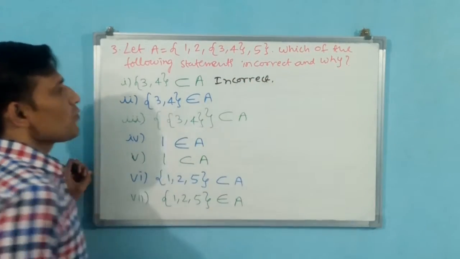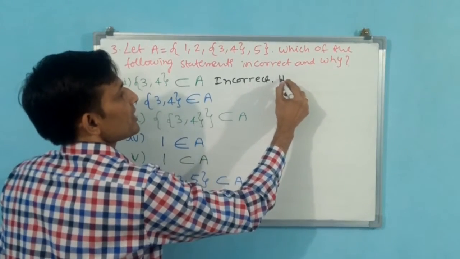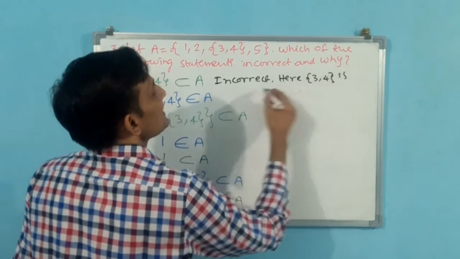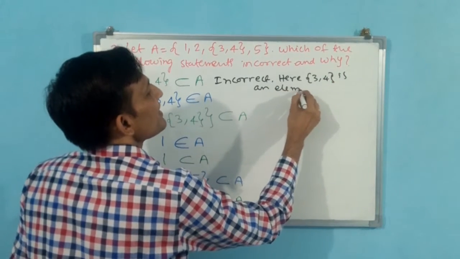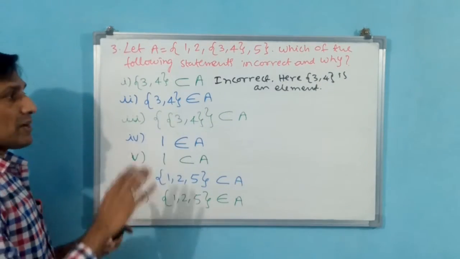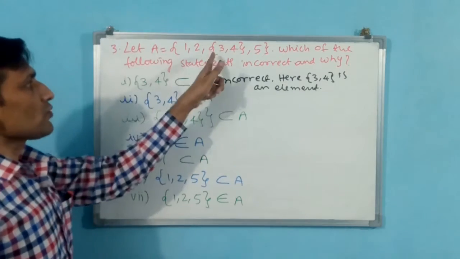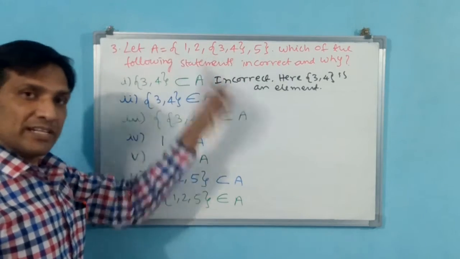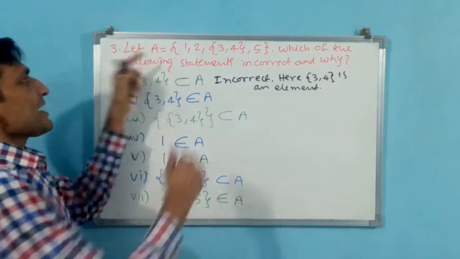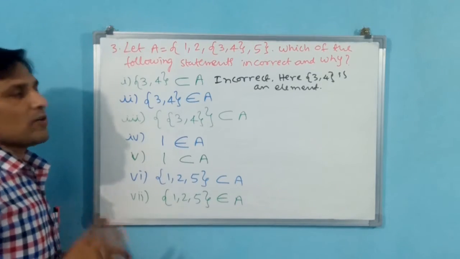Incorrect. Now we write why. Why means here, {3, 4} is an element. Why? Because {3, 4} separately it may be a set or subset, but when it goes inside this set, automatically it is going to become an element. Why? Because under a set only elements will be there. This is basic, we have learned.